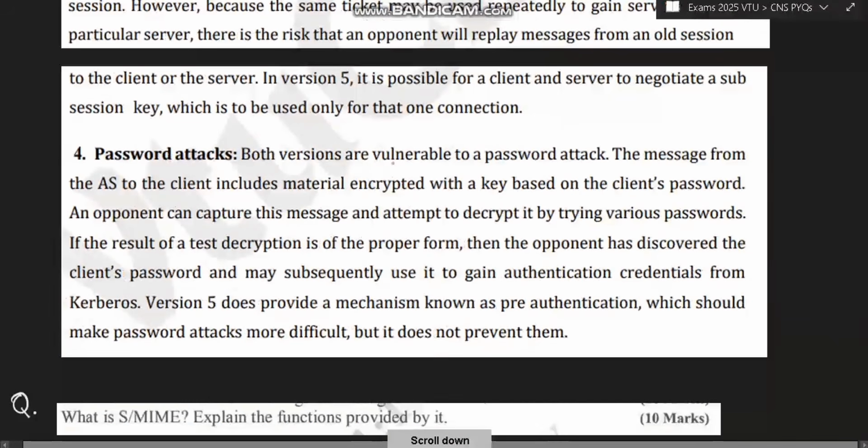Okay, password attacks. Both versions are vulnerable to password attack, but version 4 is more vulnerable than version 5. Why? Because version 5 provides a mechanism known as pre-authentication, which should make the password attacks more difficult, but it does not prevent them. It means that in version 5 there are fewer chances for someone to attack. If there are version 4 and 5, it is easier to hack version 4 than version 5. So these are the 4 technical deficiencies.